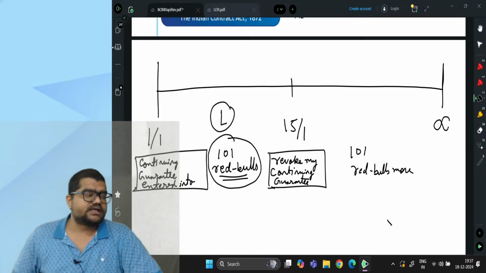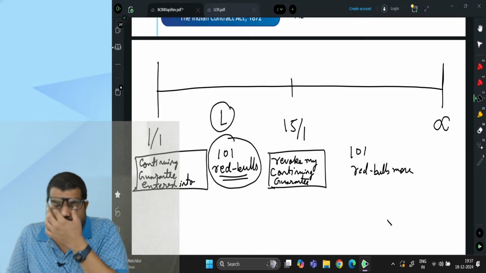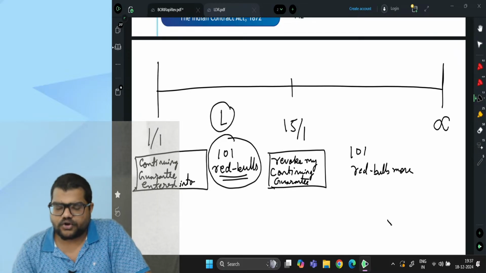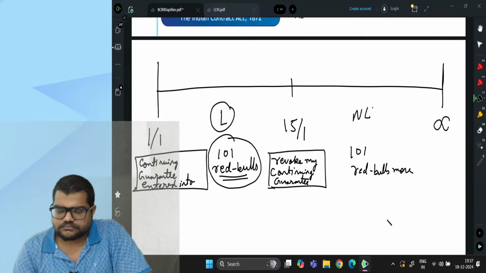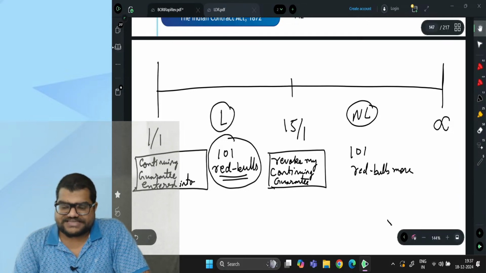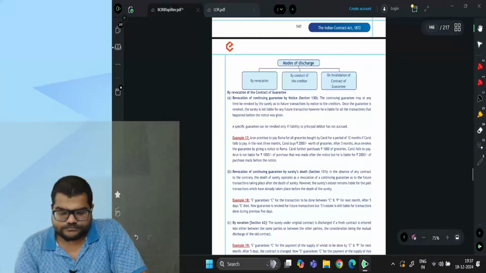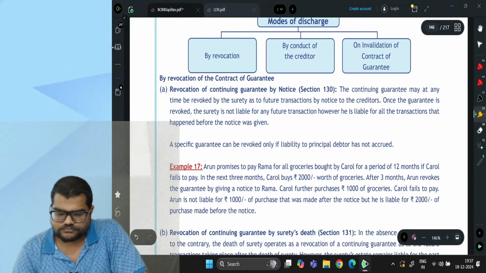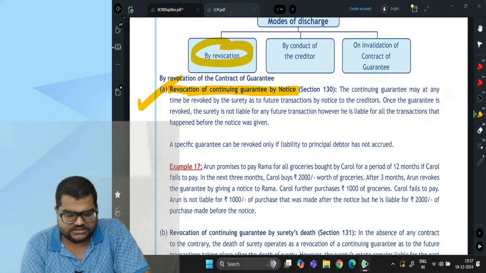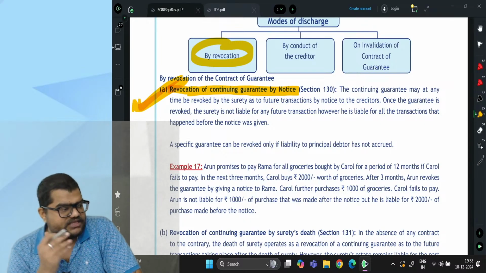So what about the other 101 Red Bulls that your cousin consumed after the revocation? Not liable. Not liable. So basically this is the point of this revocation of continuing guarantee by notice. Under this revocation, this is the first point that we are asking.